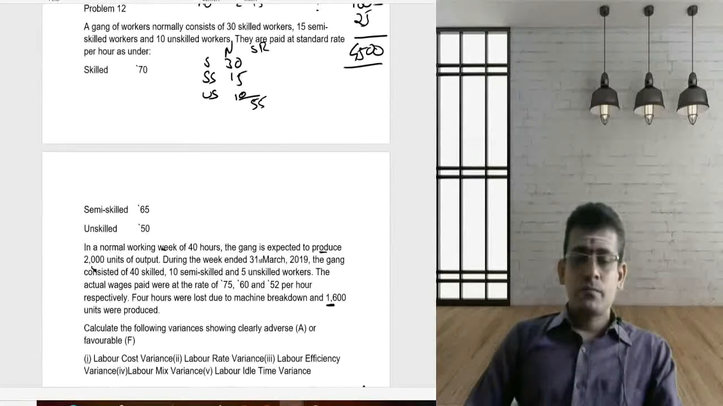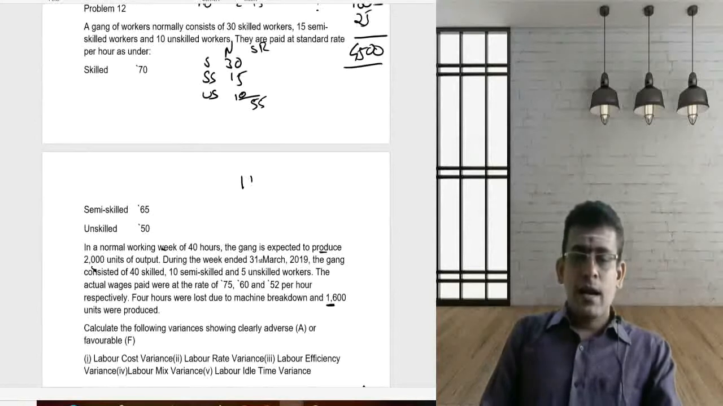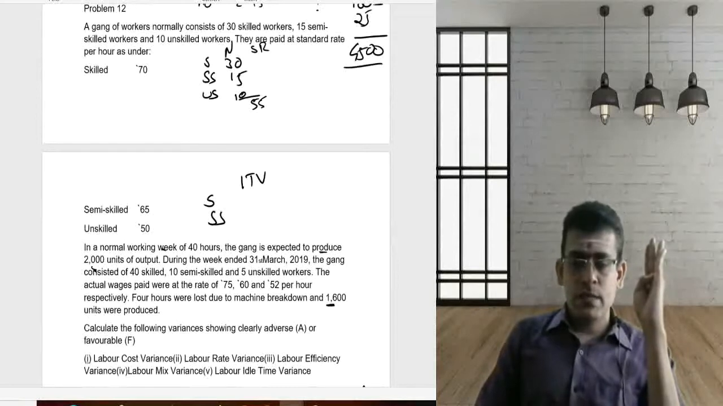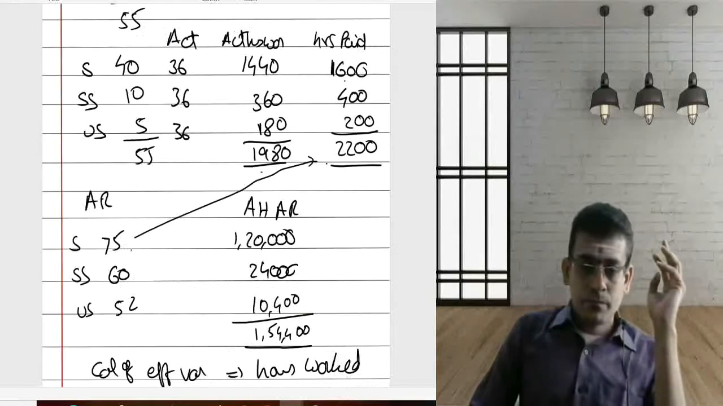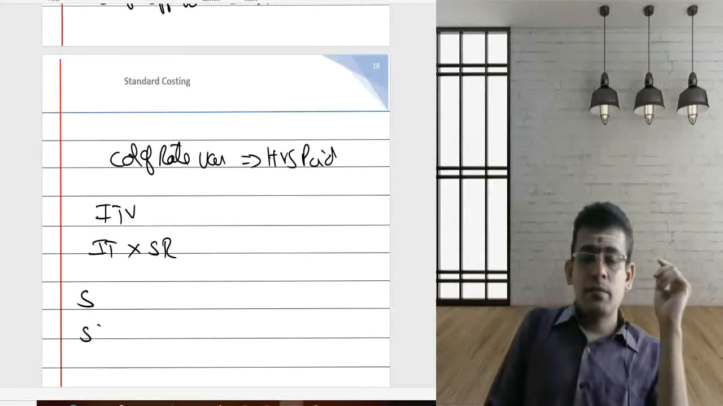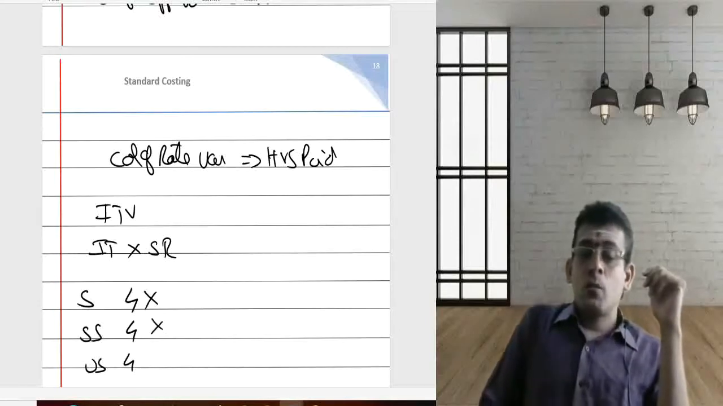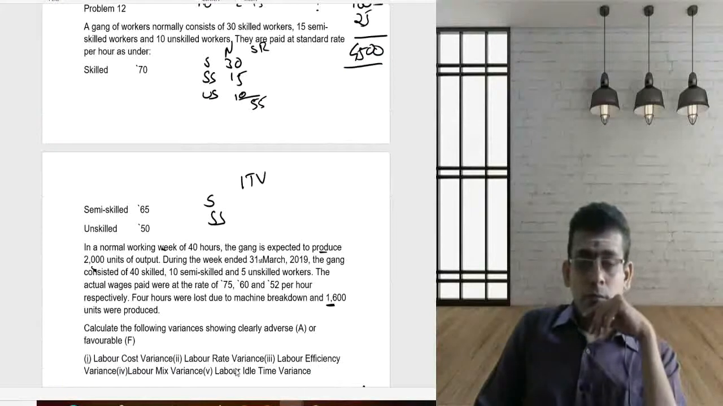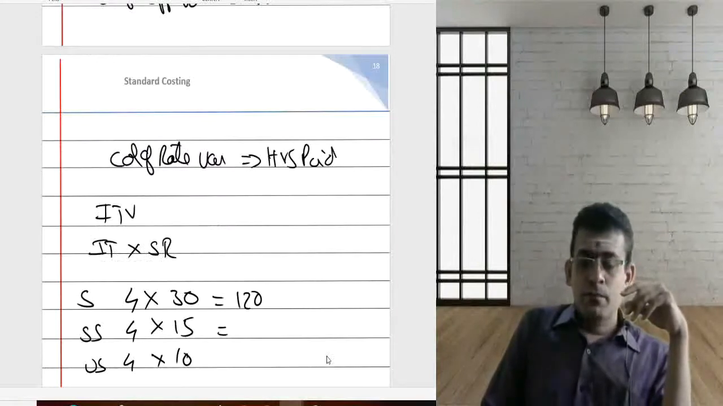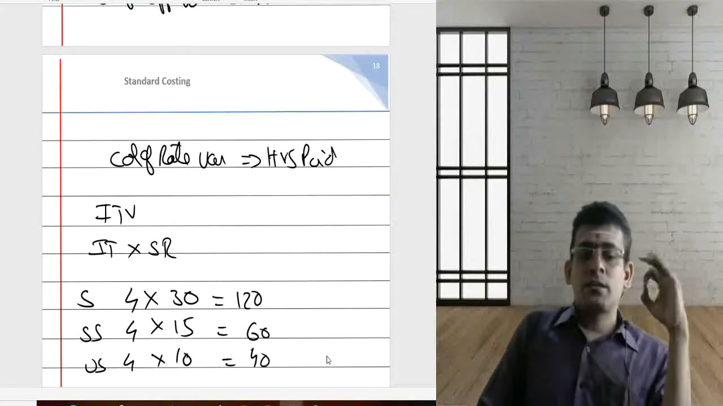Then idle time variance. So how do I calculate my idle time variance? Idle time. Each worker, there is an idle time of 4 hours. So skilled, semi-skilled, unskilled. Idle time variance. So how do I calculate? Take your idle time. Multiply idle time into standard rate. So skilled are there, semi-skilled are there, unskilled are there. Each worker 4 hours is the idle time. Like that, how many skilled you are having? 30, 15, 10. So 4 into 30, 15, 10, 120, 60, 40. That's what is nothing but my idle time.